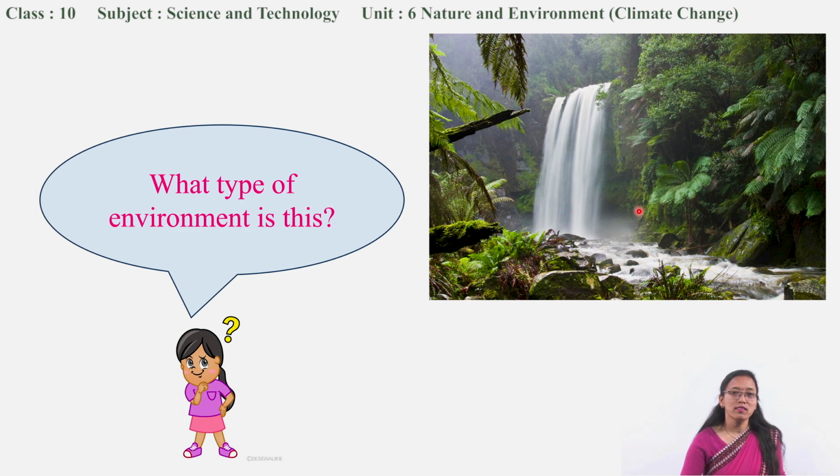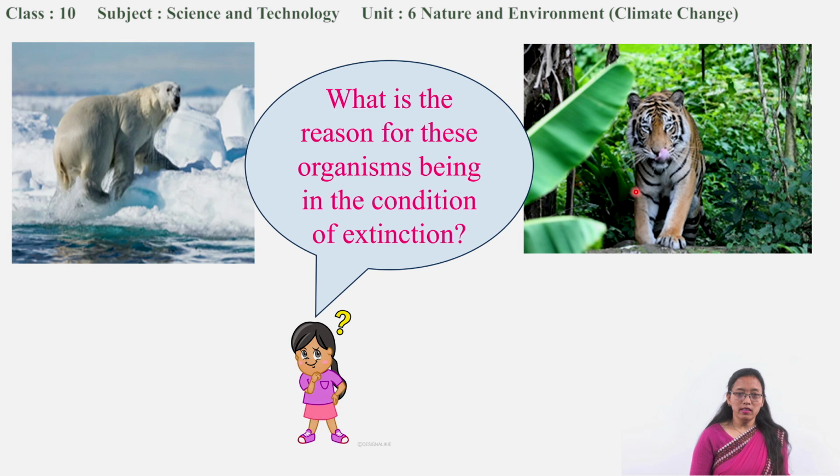What type of environment is shown in this picture? Is it a good, healthy environment or a bad one? Yes, it seems a very healthy and good environment. There is water, there are plants. Now, another thing. While moving from one place to another, we see different environments. Then the plants and animals growing in that environment are also different. When we go to the Himalayan region, we see a polar bear.